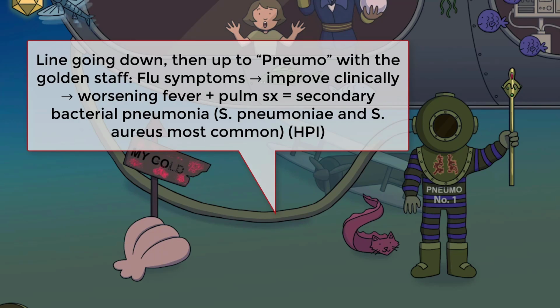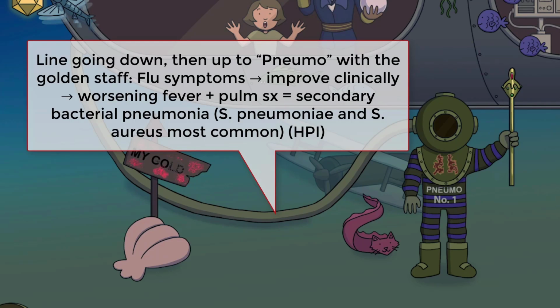We've depicted its time course in the shape of the oxygen line. Starting at the influenza flying fish, flu symptoms begin to improve before acutely worsening again as it heads towards the bacterial side of the sketch. Secondary bacterial pneumonia is an important complication of influenza infection, especially in the elderly.